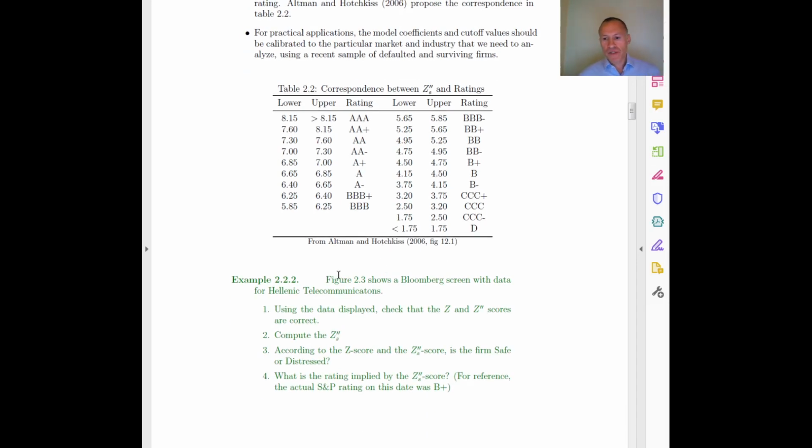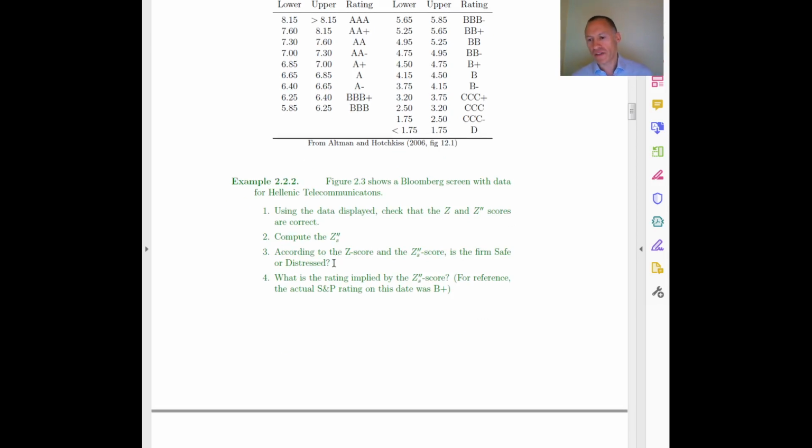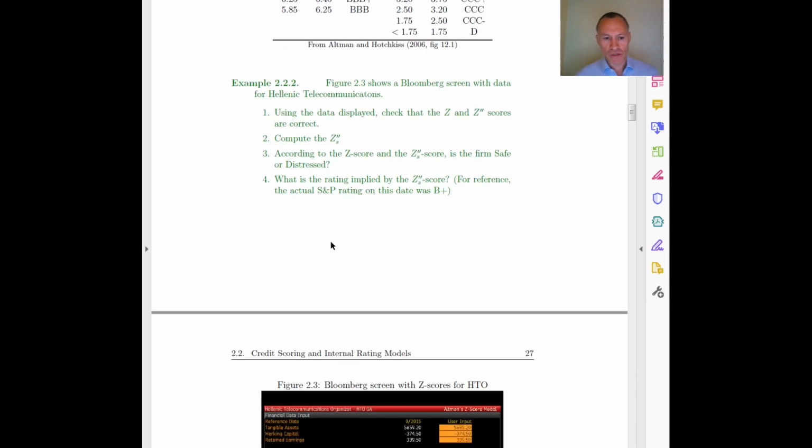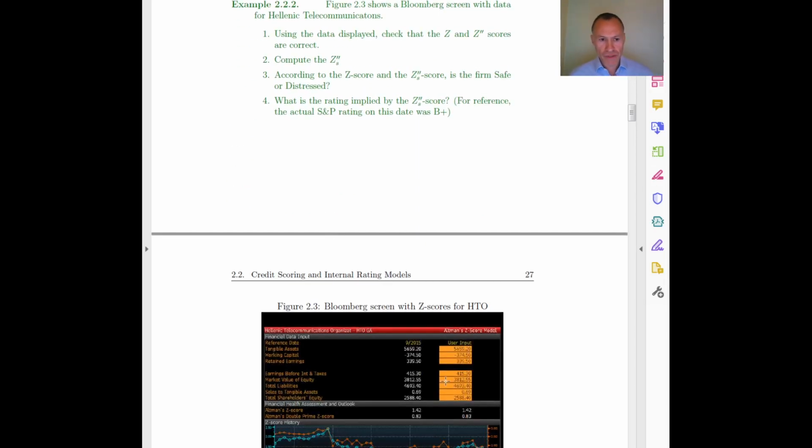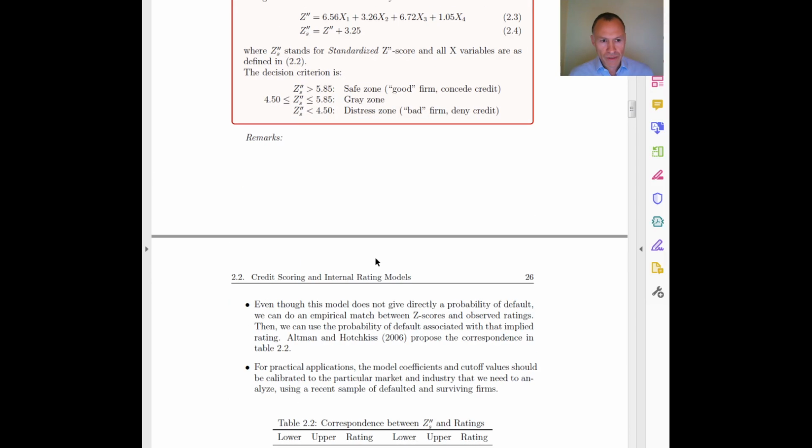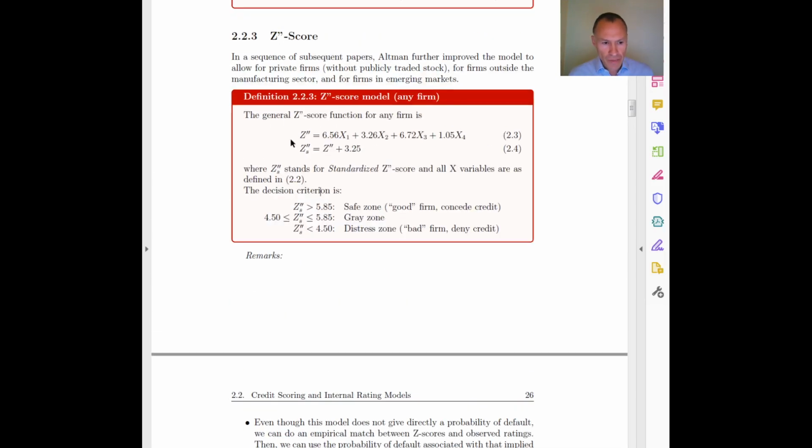So this example here shows the advantage of using this method. Basically the advantage is that it is very simple. What you have here is a Bloomberg screen, and you can see that they immediately show you the z-score, the initial version, 1.42. So that's the very first model. You compare this with a threshold of 1.8. And then they also show you the double prime z-score, which is this part here before the standardization.